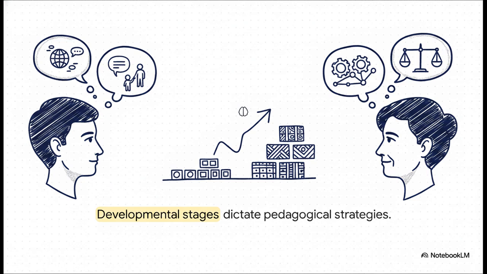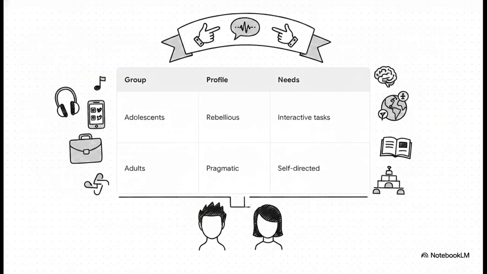Well, it comes down to cognitive and emotional developmental stages. You absolutely cannot teach cultural nuance to a 14-year-old the same way you teach it to a 40-year-old professional, right? Their brains, their social goals, their emotional baselines, they are entirely different. And that means your methodological approach has to be entirely different too. When you compare these two groups, the contrast is pretty stark.